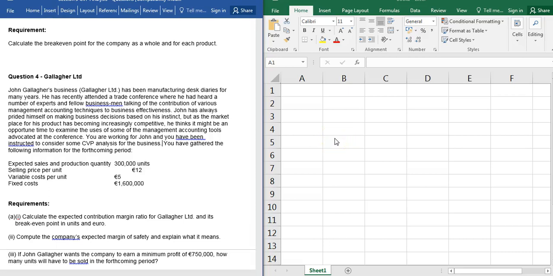This recording is going to look at the Gallagher question focusing on CVP analysis. So again, make sure you read down through the question, attempt it yourself, and then we'll walk through each of the requirements just to explain what exactly was being asked.